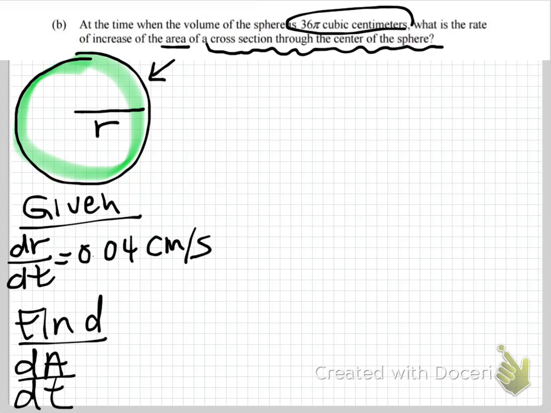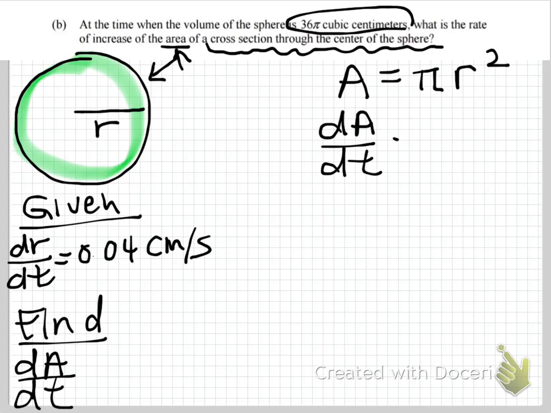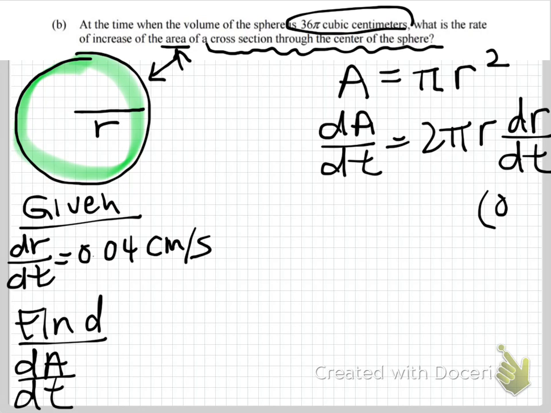I know I want to write an equation. I know that it's the area of a circle, so the equation has to be A equals pi r squared. Now I'm going to take the derivative with respect to time. So dA over dt equals 2 pi r dr over dt. Now I'm looking at this and thinking, wait a minute, I know dr over dt, that's 0.04, but I don't know r.